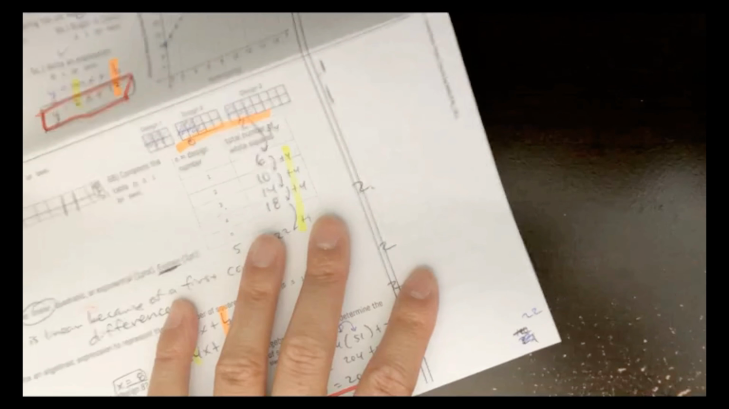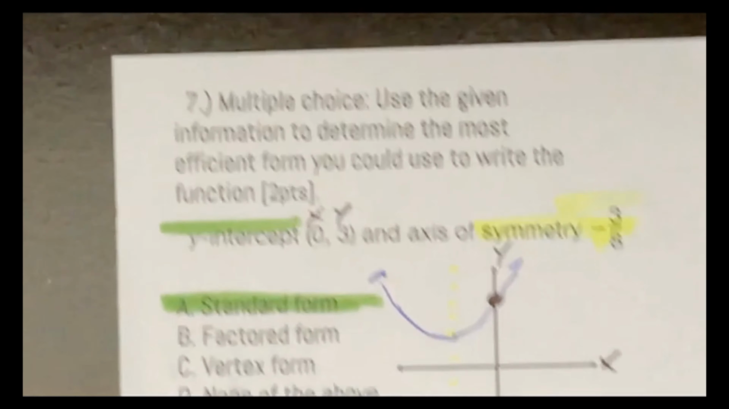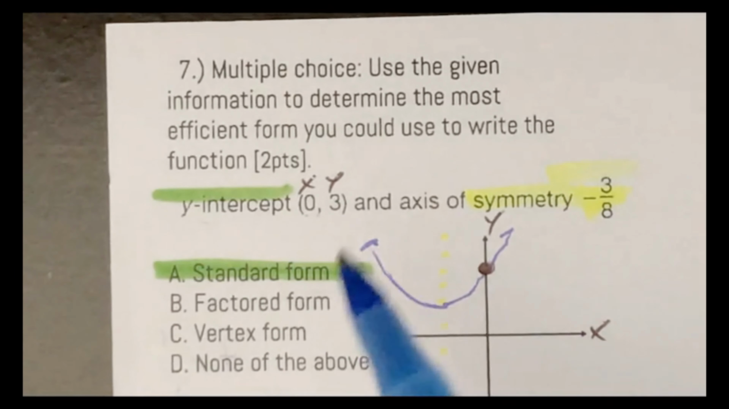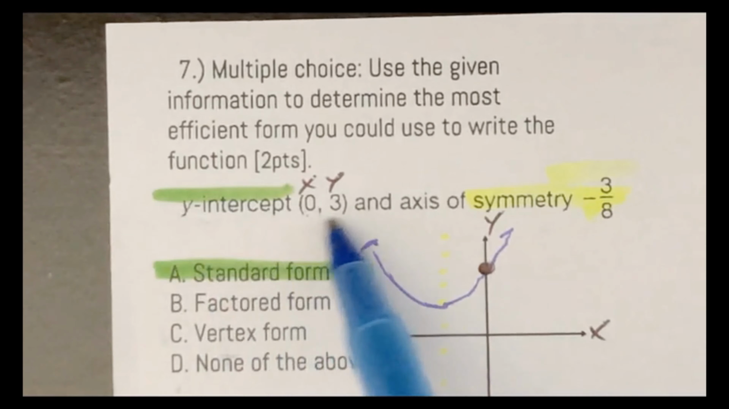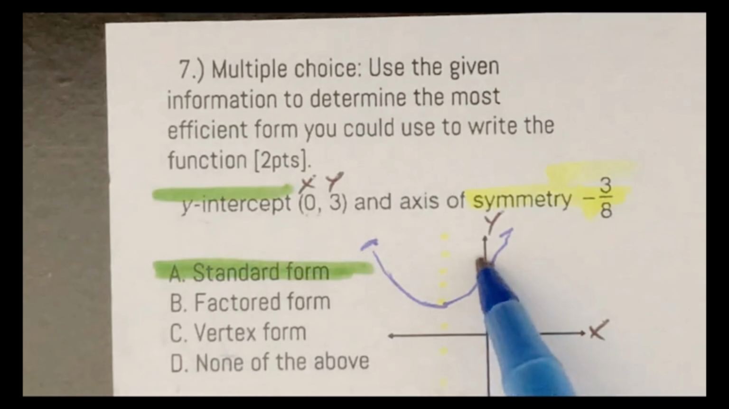Let's turn to the back side. Now on the back side, we have multiple choice. Use the given information to determine the most efficient form used to write the function. So I told you guys you can use this graph. So it says a y-intercept of 0, 3. So the x value on the x-axis is 0. You don't go anywhere. Stay. And then the y value is going up 3.